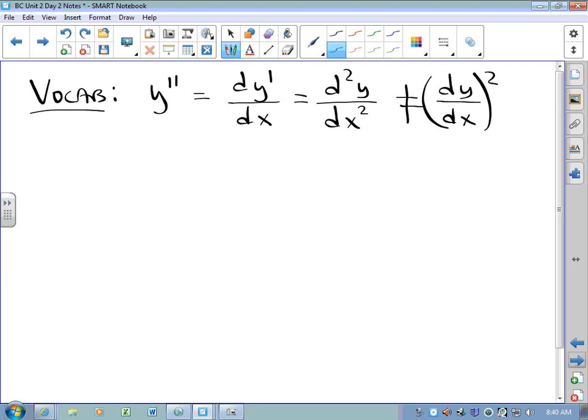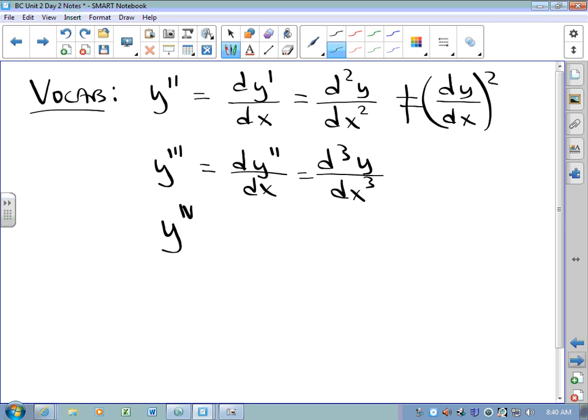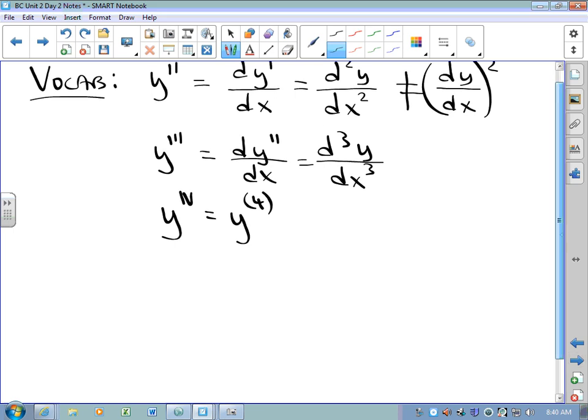So in a similar way, y triple prime is the derivative of y double prime, the third derivative. Those are all equivalent notations. When we get beyond the third derivative, older people are going to write Roman numerals. Younger people are going to write regular American numbers in parentheses to indicate the fourth derivative instead of y to the fourth power.